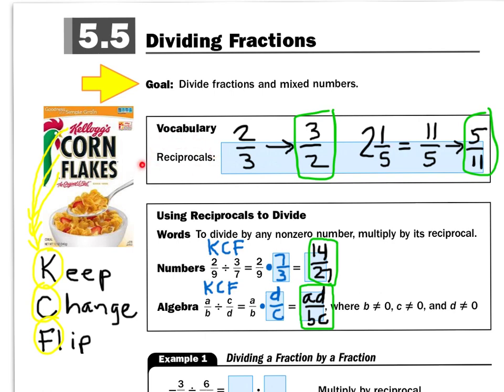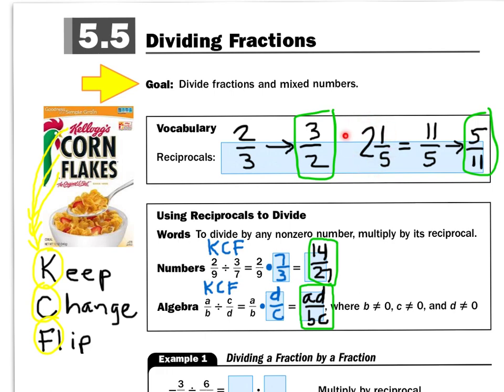Okay, let's talk about reciprocals. 2 over 3, the reciprocal of that is 3 over 2. We just flip it. And I want you to notice something. I used an arrow. It is not equal. They are inverses.